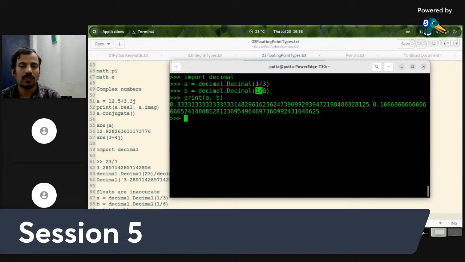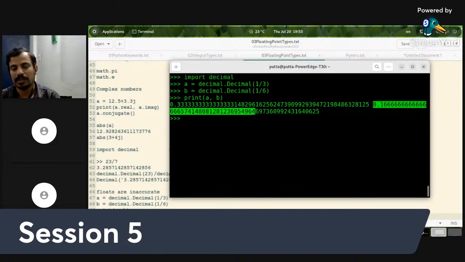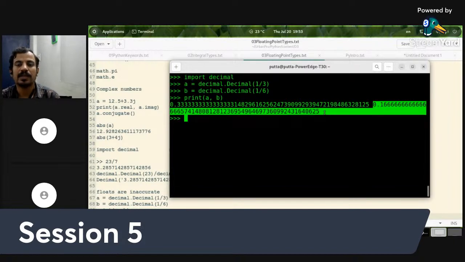Same way 1 by 6, b, when I display it, should have been ideally 0.1666666, but again after some particular decimal places you are going to get approximate, wrong values. That's why we say that floats are stored inaccurately.